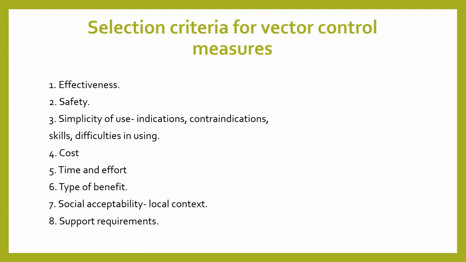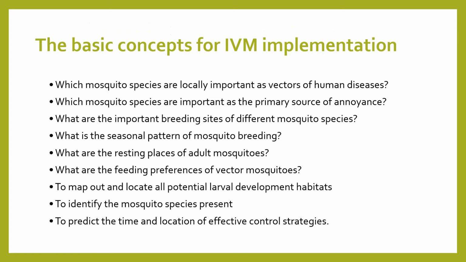There are some criteria for selection of vector control measures, such as effectiveness. The vector control measure should be effective, safe, simple for use, cost effective, less time consuming and requiring less effort. Then the type of benefit it is giving, then social acceptability in the local context, and support requirements. These criteria you have to look for during selection.